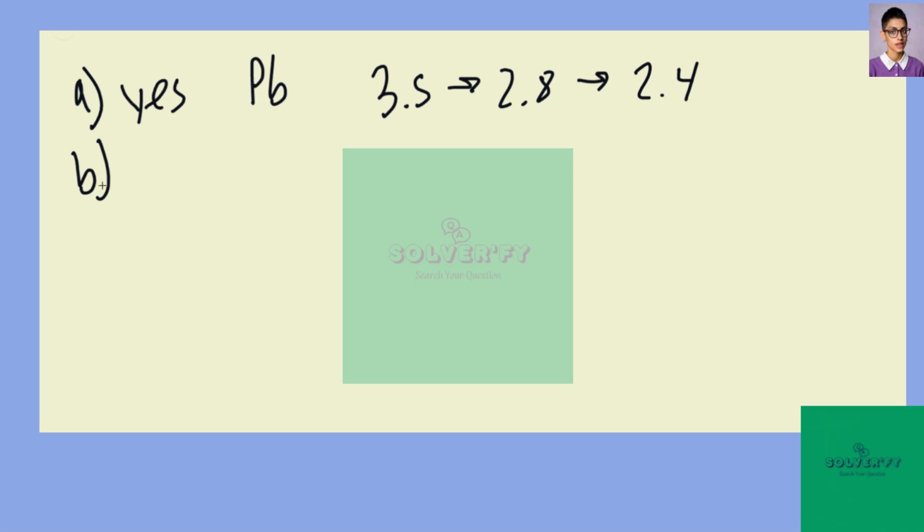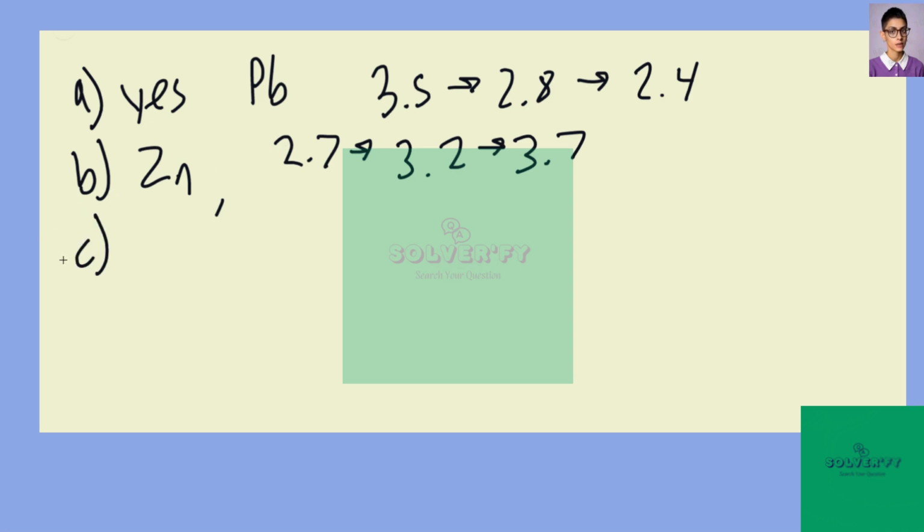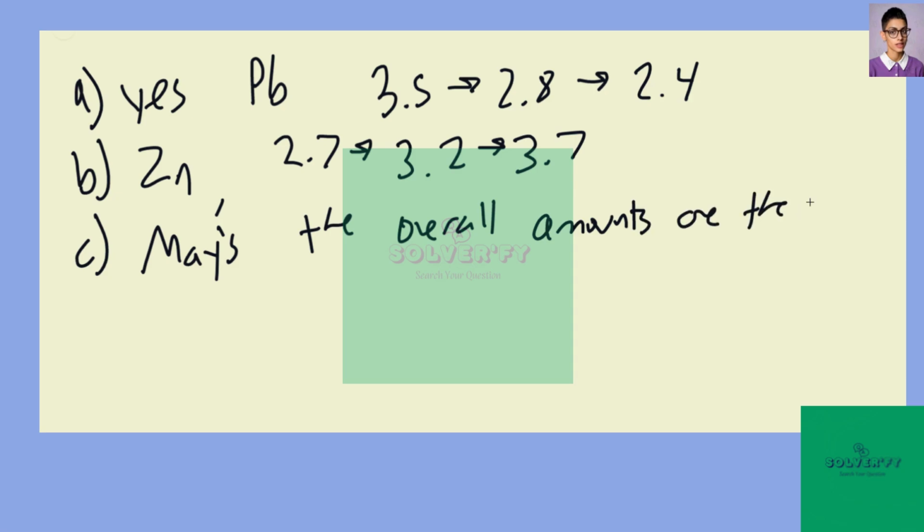B asks which metal was not reduced, and that would be zinc, because zinc went from 2.7 to 3.2 to 3.7. So zinc increased, it was not reduced. C says each month's sample represents a different manufacturing process. And which process would you recommend the manufacturer choose to continue to use over the next year while additional processes are tested? And I would recommend May because the overall amount of metals are the lowest in May.